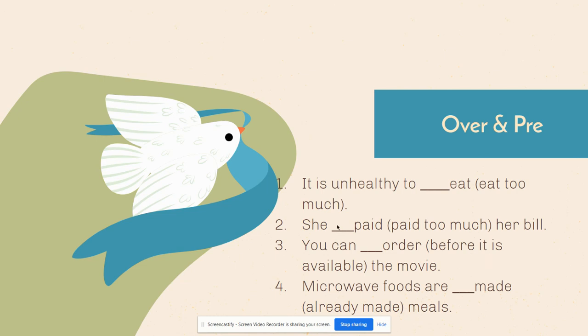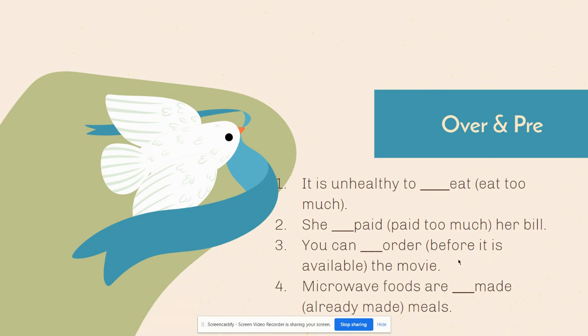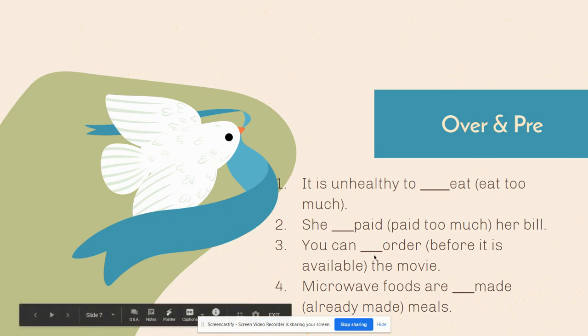Again, you guys don't have to write this. We're going to be discussing this in class, but you don't have to write it. Number three, you can blank order the movie. So if I want to say before the movie is available to everybody, that you can have it first, what prefix would I use?